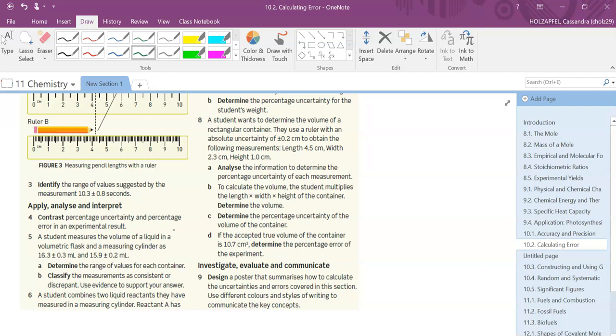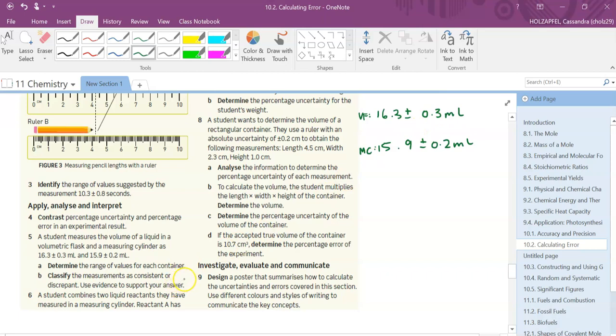Okay, so question 5, a student measures the volume of a liquid in a volumetric flask and a measuring cylinder as 16.3 plus or minus 0.3 mL, and then 15.9 plus or minus 0.2 mL. So this first one was the volumetric flask, and this second one was the measuring cylinder. Determine the ranges of values for each container. So again, that's just the same process. I would add and subtract 0.3 to get the range. I don't need to do that for you. You can do that yourself.